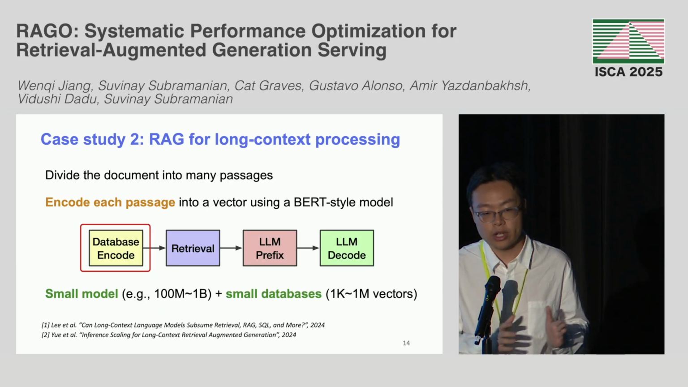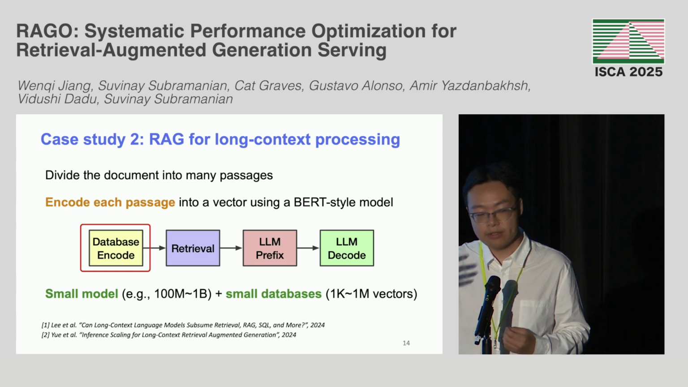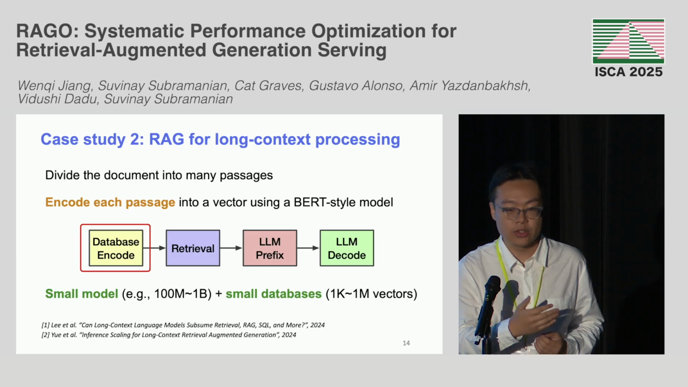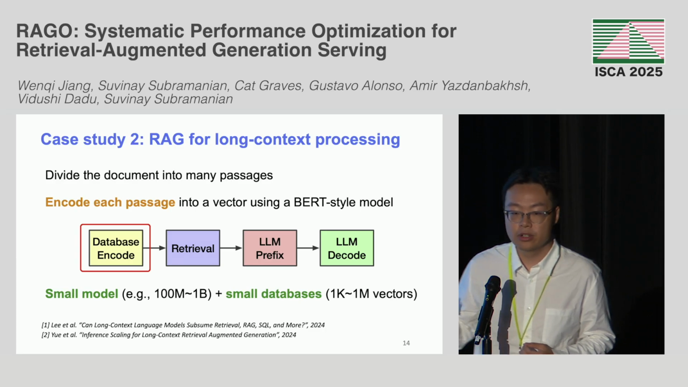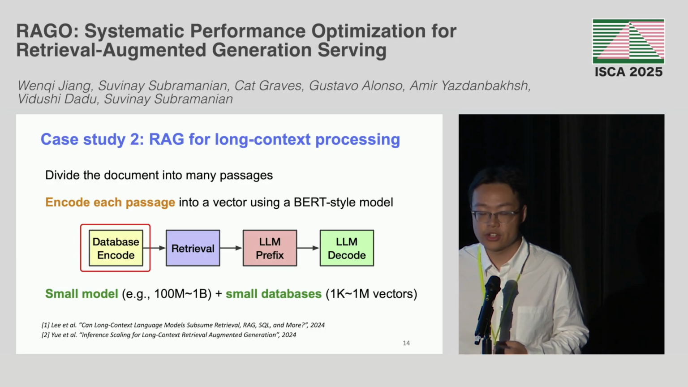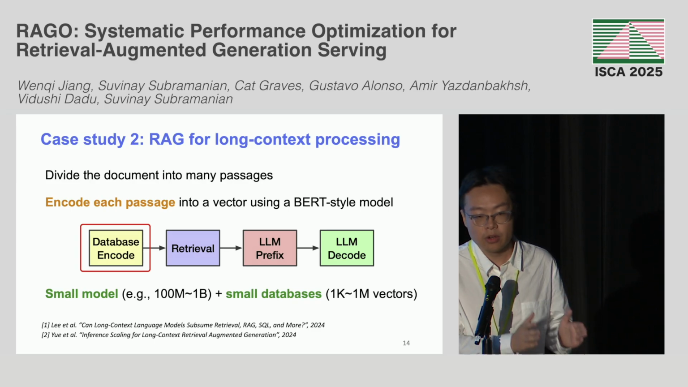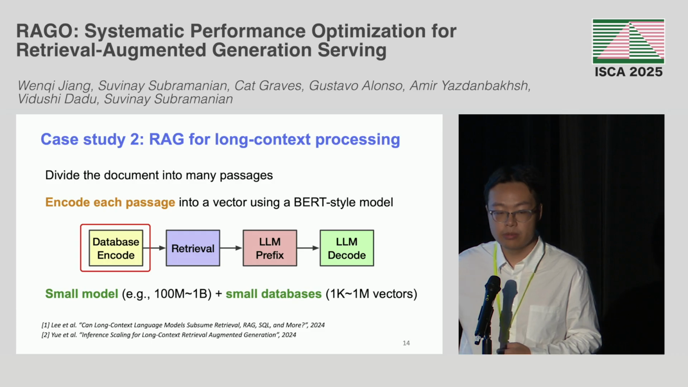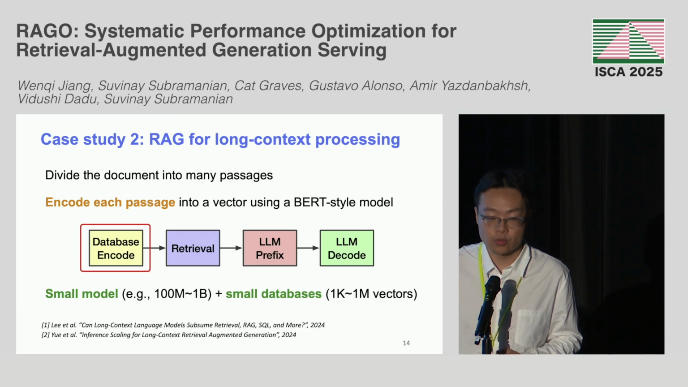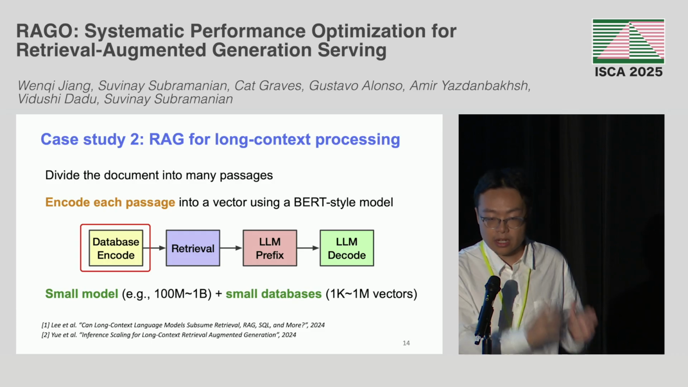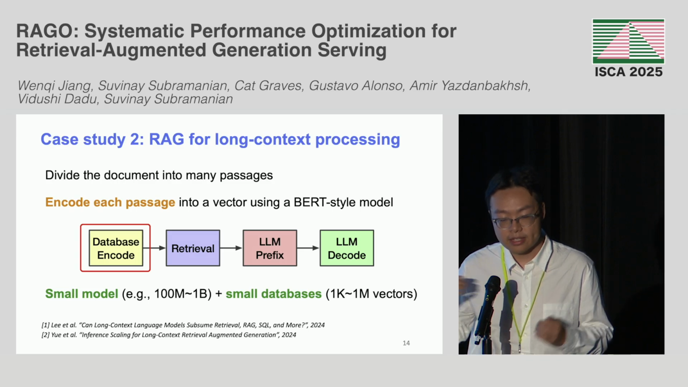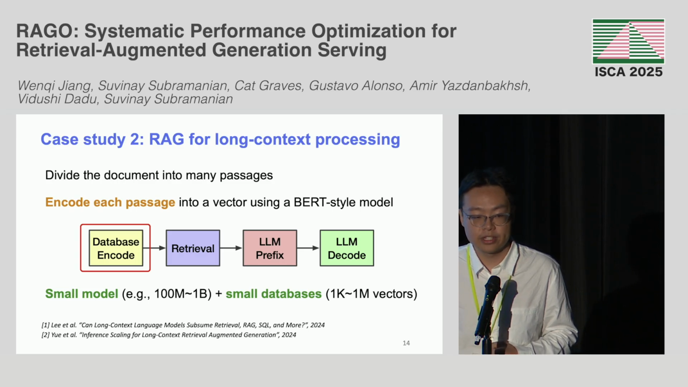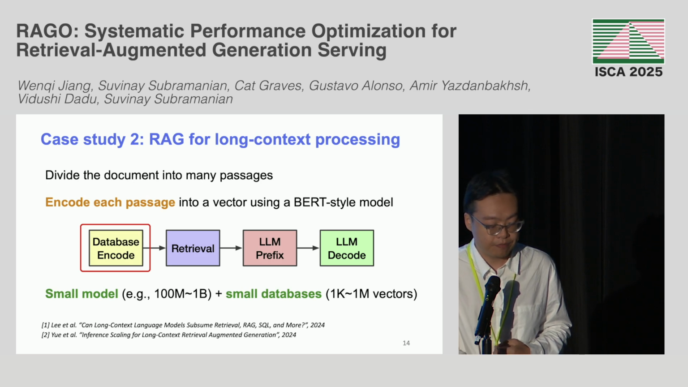So how does this database construction work? Well, it's pretty simple. We have some documents and we first chunk them into shorter passages. And for each passage, we'll use a small BERT-style encoder model to turn it into a vector representation. Because we're using a small encoder model, even if we construct this database at runtime, it's still much cheaper compared to the naive long-context language model approach. And because we're talking about small documents, the size of the retrieval database here is actually millions of times smaller compared to the hyperscale we just saw in the first case study.